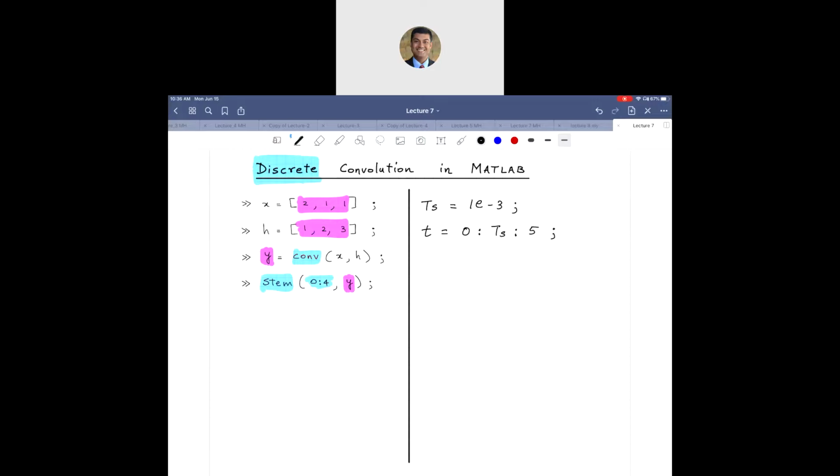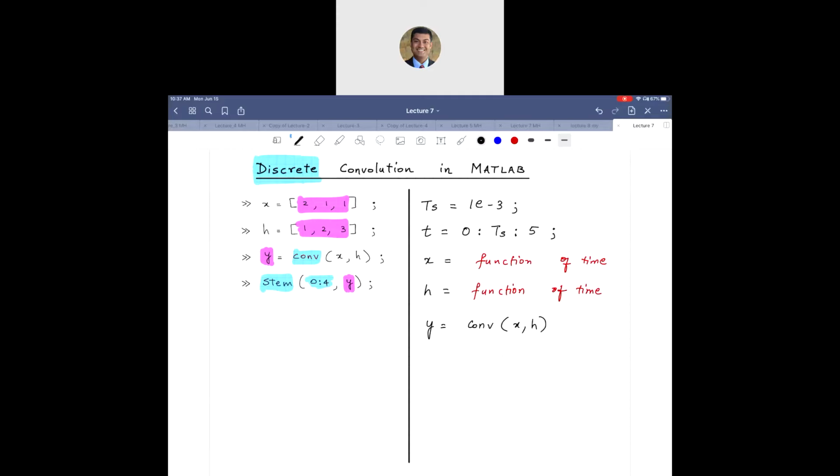And then I can define my x as some function of time. And I can also do that for h. I'm not writing the specific things here; I will leave that to you. So some function of time for x and h. And similarly, you can write down y as convolution of x comma h, or h comma x, doesn't really matter, it's commutative.